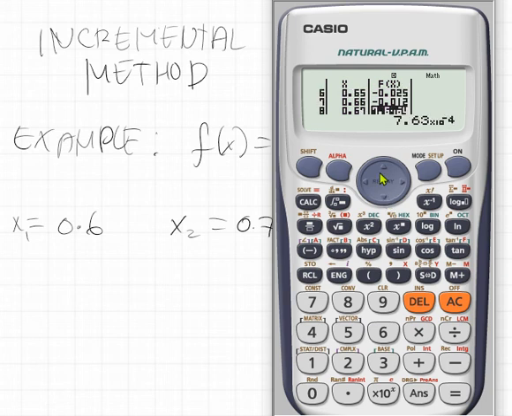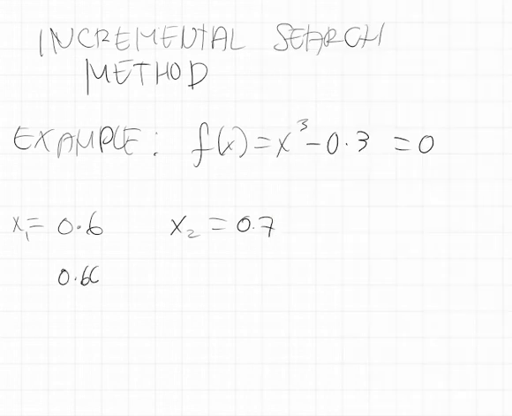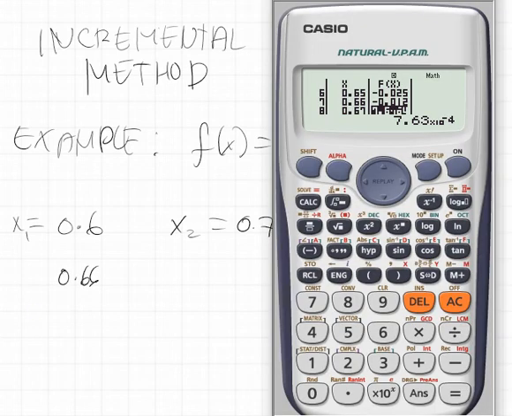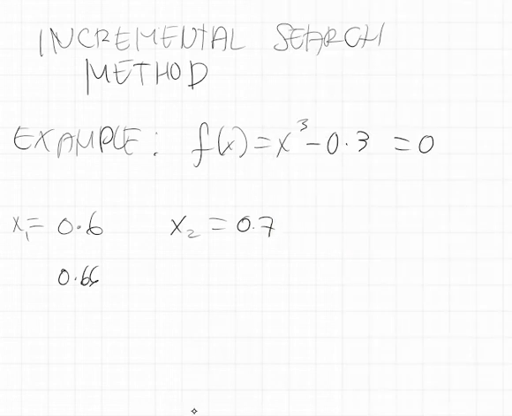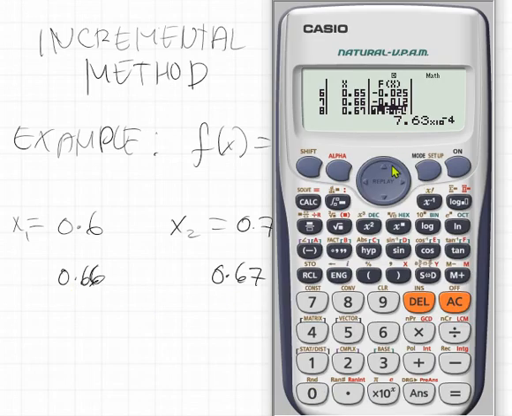Negative, negative, negative here. So it's between now 0.66 and 0.67. So if you want a single decimal place, you can just say that the root of this one is 0.7. If you want up to 2 decimal places, then you can do it again with 0.66 and 0.67. You can decrease the increment again.